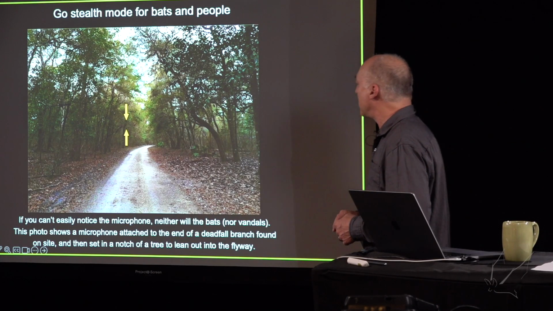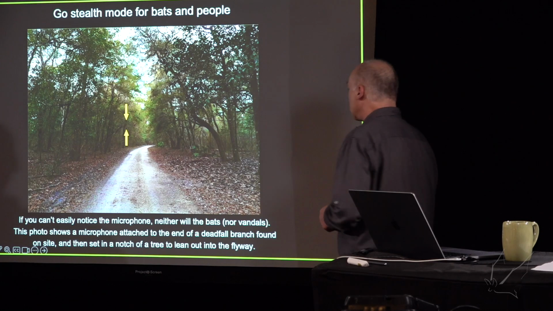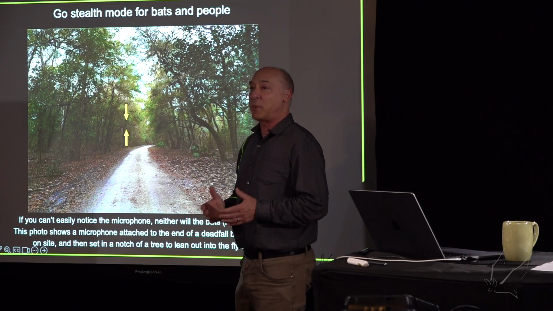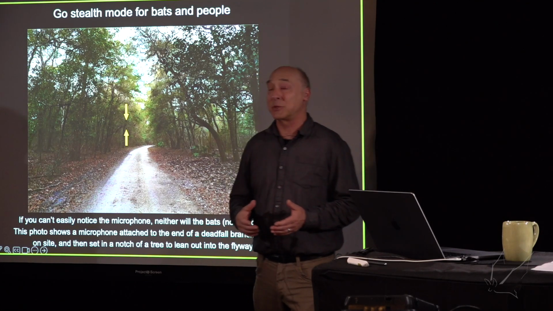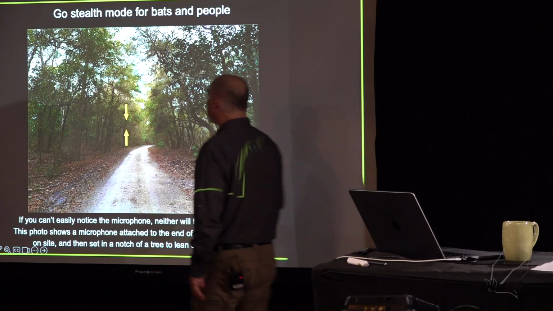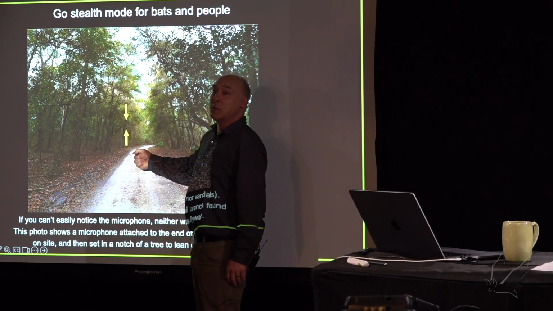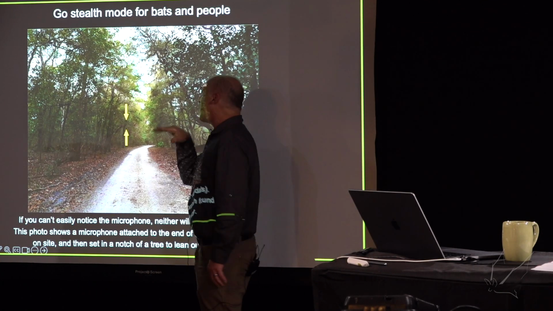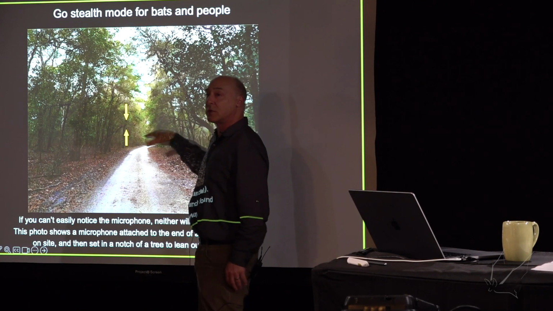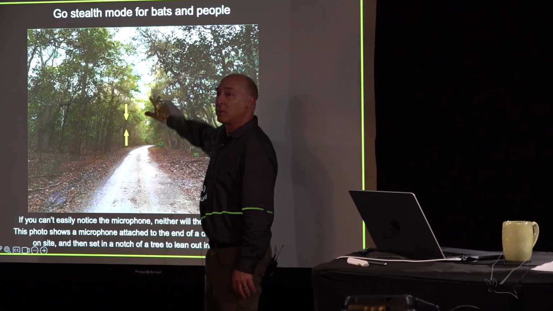The other thing to note here is that this is not just stealth mode from humans, but this is stealth mode from the bats as well. As we'll learn, bats are very curious animals. And if you were to put a pole right here in the middle of the flyway, the bats are going to come down here and say, oh, that was never here before. And they're going to come and check it out and then continue on.